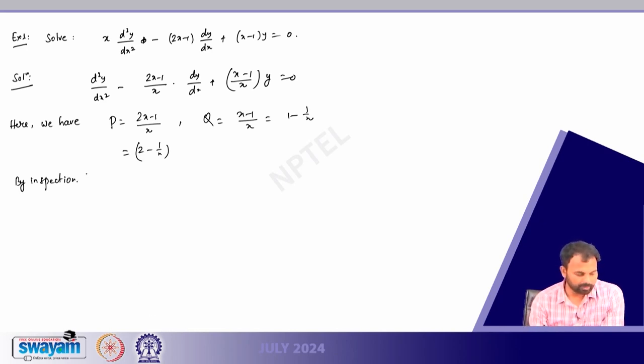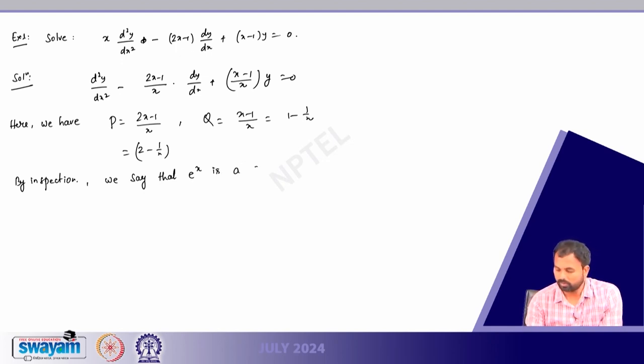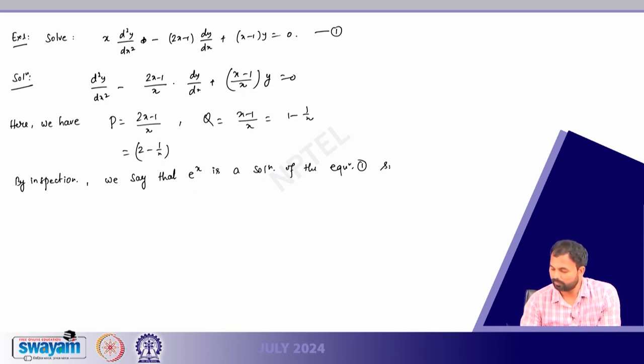So by inspection we say that e to the power x is a solution of equation 1, that is this one. We say that e to the power x is a solution of equation 1 since 1 plus capital P plus capital Q is equal to 0 here. How does this condition lead to the solution? If you remember, when we had d square y by dx square plus capital P dy/dx plus capital Q y is equal to 0.